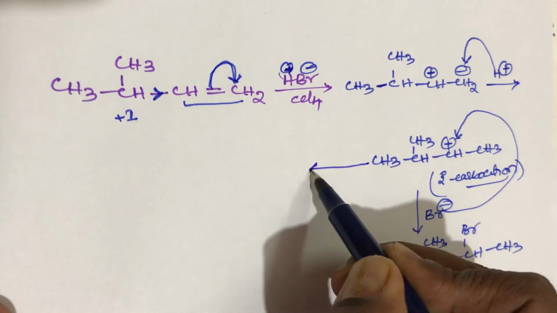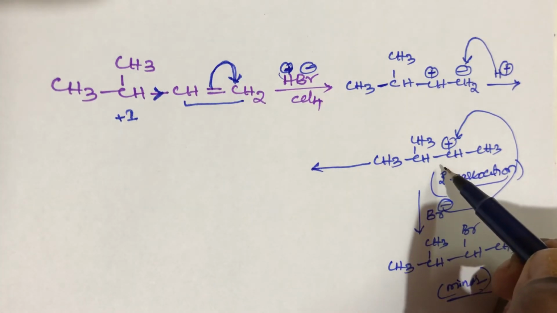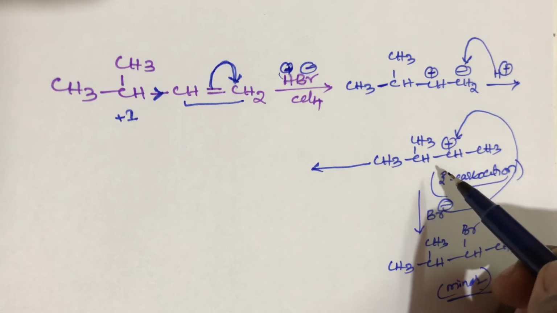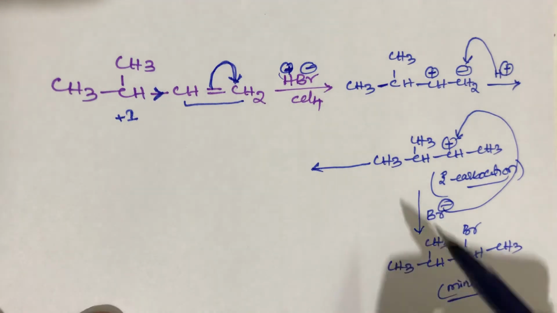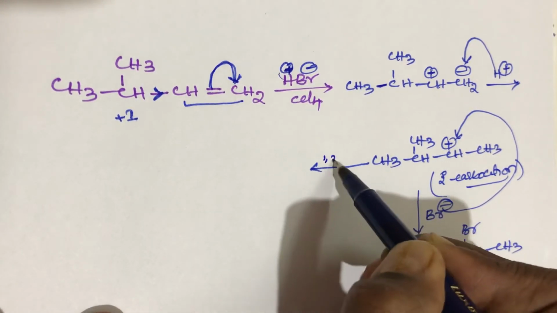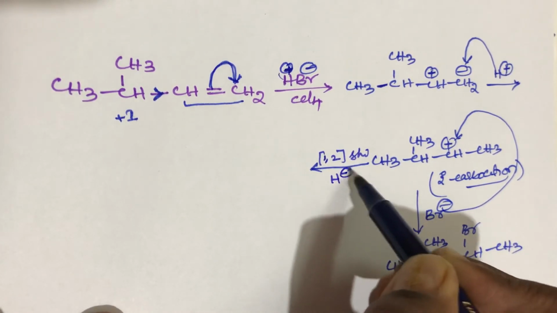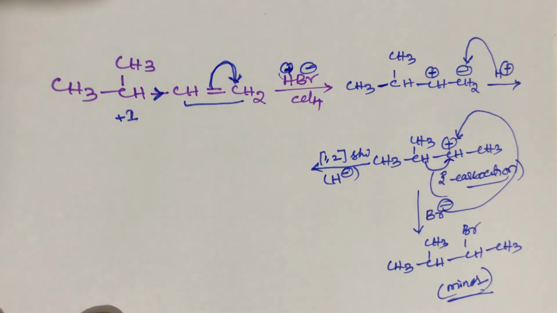Here a secondary carbocation is there, and a secondary carbocation wants to become a tertiary carbocation. What is the purpose? Stabilization only. A tertiary carbocation is more stable than a secondary carbocation. So here hydride shifting occurs, which we already discussed in other videos. Hydride shifting means 1,2 shifting, of H minus, towards the positively charged species.